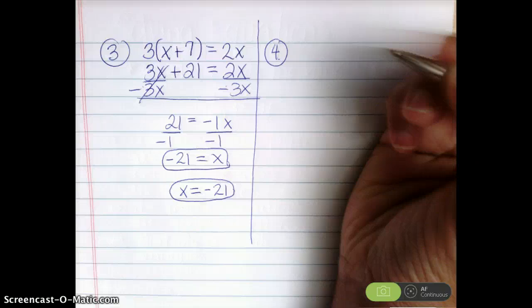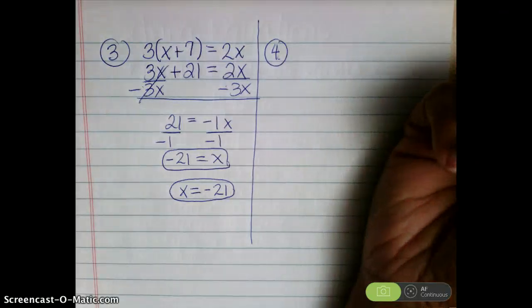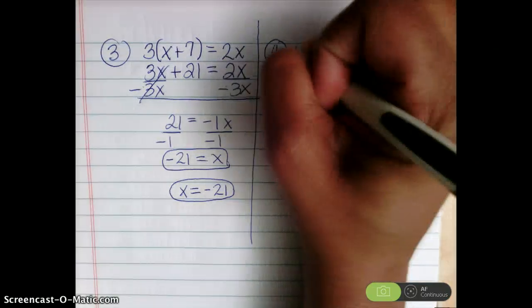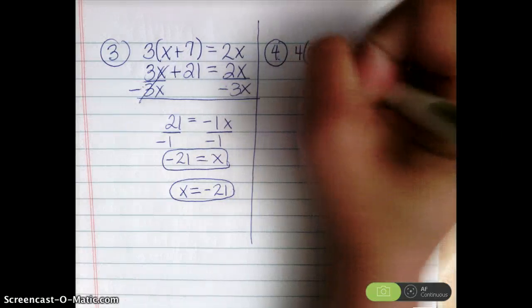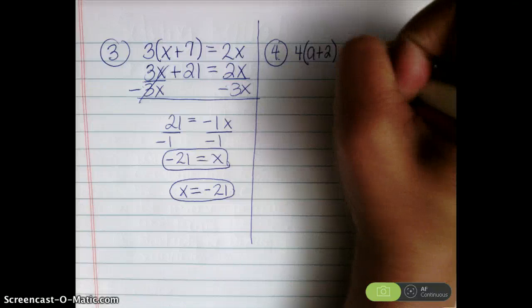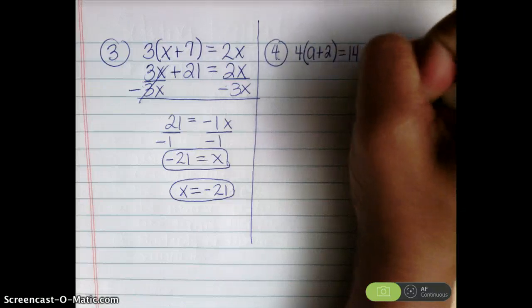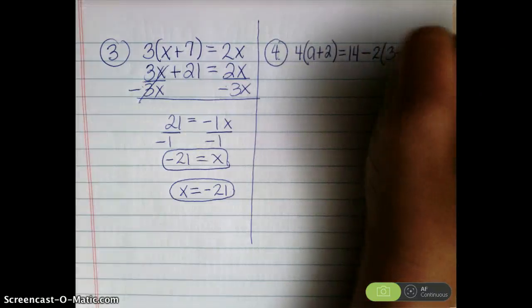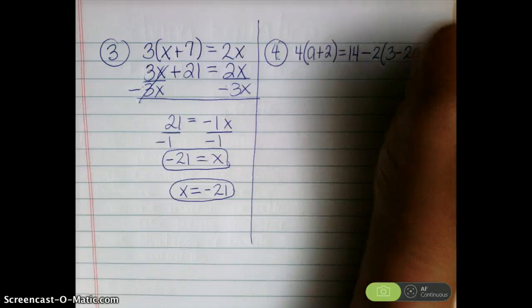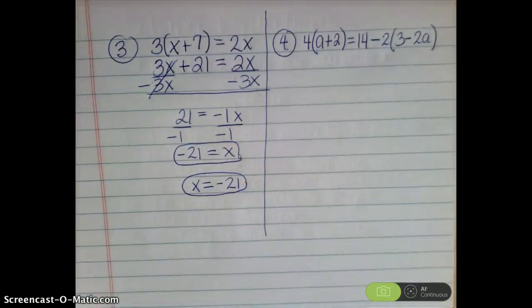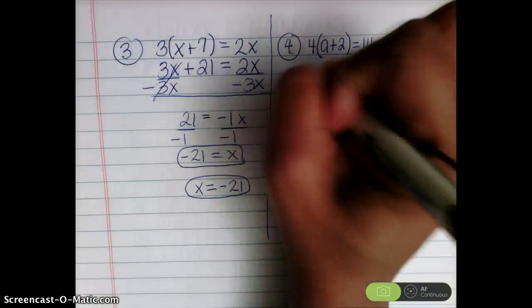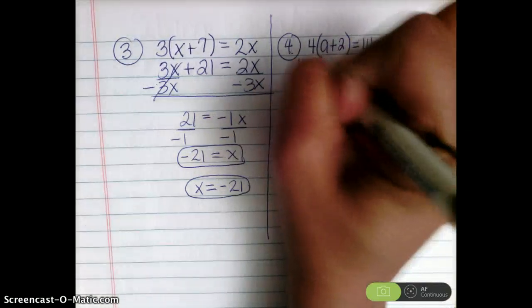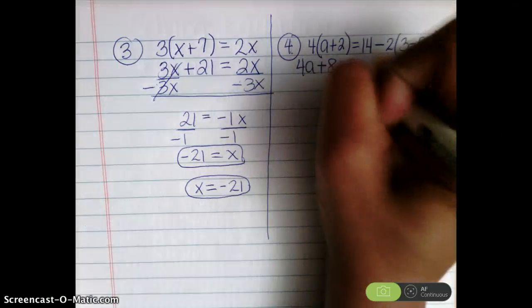Okay, for example 4. We're going to have 4 times a plus 2 equals 14 minus 2 times 3 minus 2a. First step is to use distributive property to remove parentheses. So that's going to be 4a plus 8 equals 14.